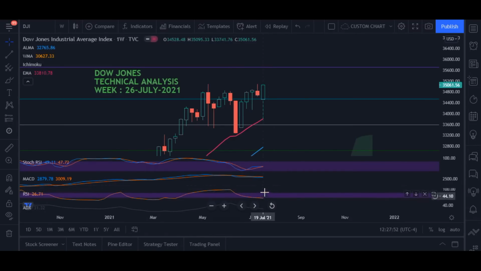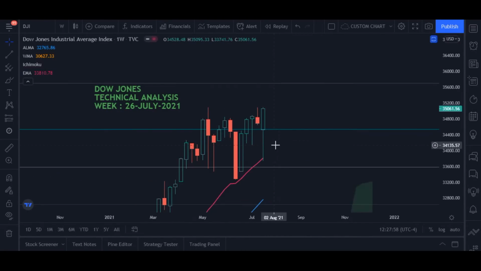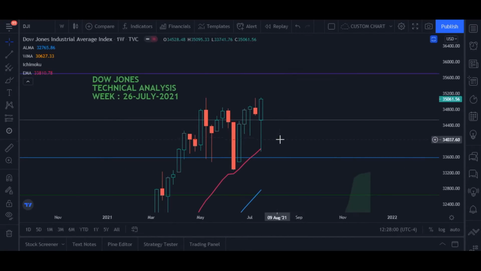Then we have the RSI, meaning the momentum. There is no momentum in the market, neither for the bulls nor for the bears. So this was the technical analysis on the weekly chart.